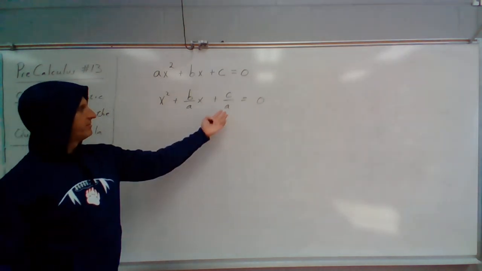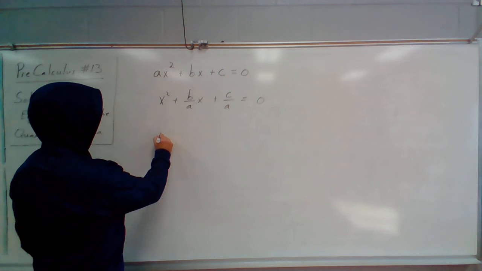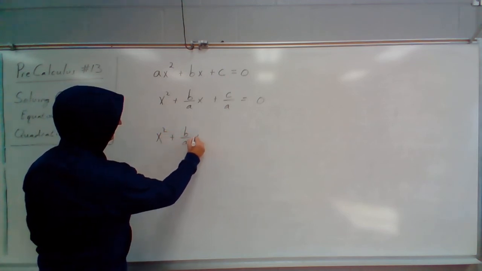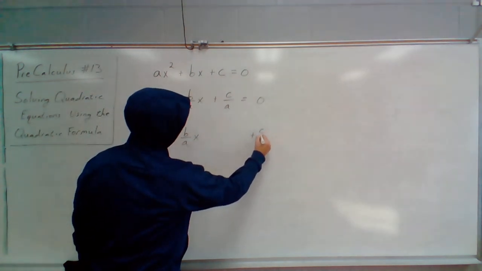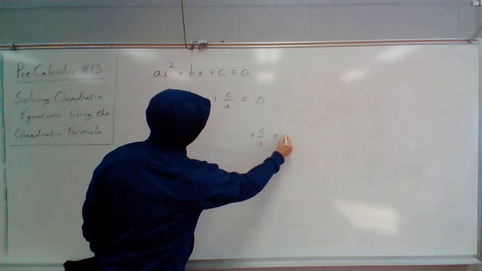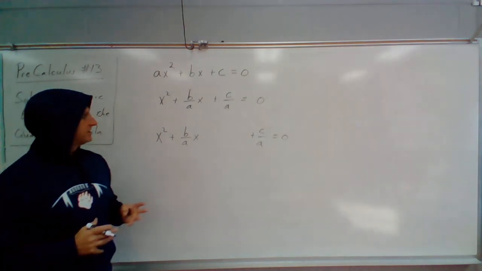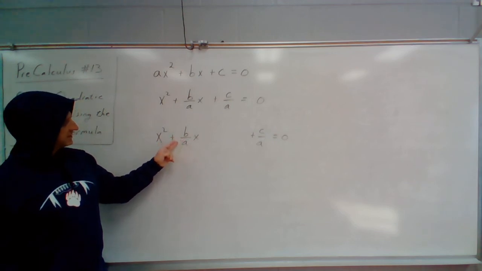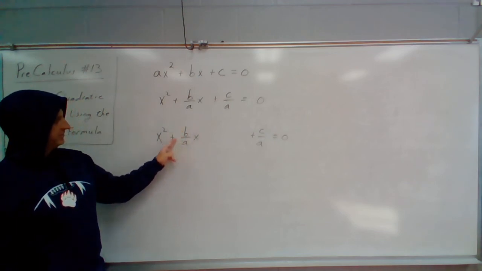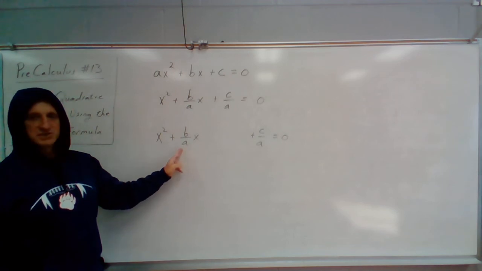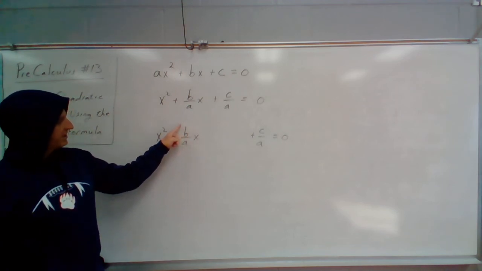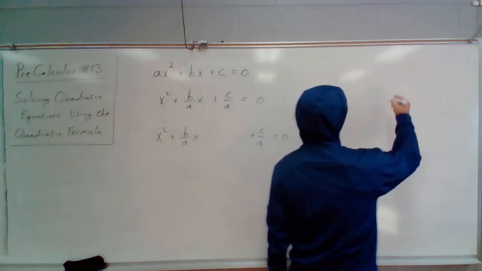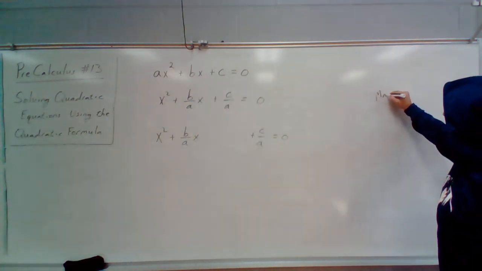All right, next step, I'm going to make room for the magic number. So x squared plus b over a x. Leave some room. Plus c over a equals 0. All right, now what is the magic number here? So remember, the recipe for finding the magic number is to take half of this coefficient in front of the x and square it. So I'm going to multiply b over a times 1/2, and then I'm going to square that. So let's come over here and do some scratch work.